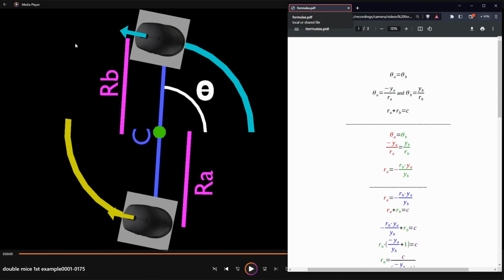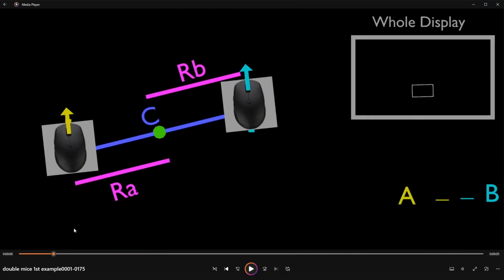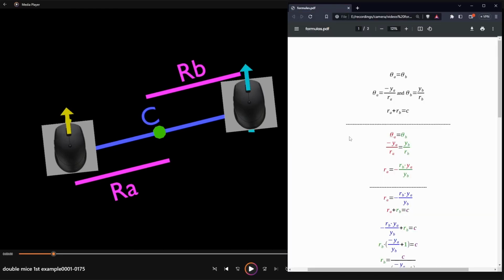What's nice about this picture here is that it's rotating about the center of mass. So it's really easy to find out what RA and RB should be. It's just half of C. But what if it's not rotating about the center of mass? What if it's rotating about some other point, about this point or this point over here, and we have different lengths? RA and RB might not be the same. So we need a more general way to find it.